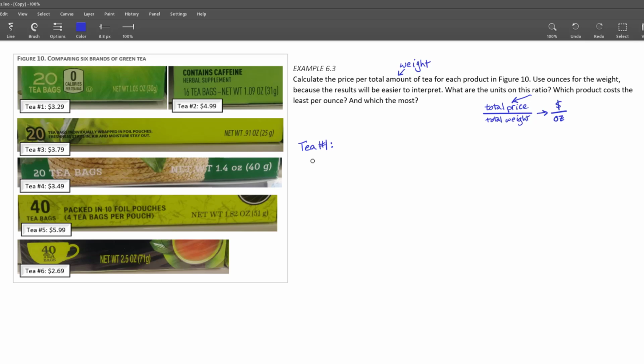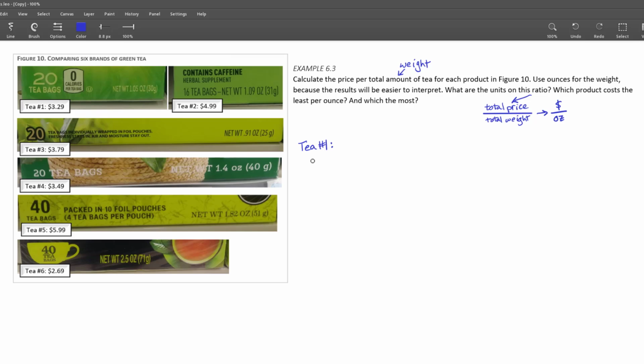Now the reason we used grams in 6.2 and we're using ounces here is that in 6.2 we were dividing the weight by the number of tea bags. And when we measured the weight in grams, the number of grams was always larger than the number of tea bags. Whereas had we used ounces, that would not have been the case. So if we had gone ounces per bag, we would have ended up with tiny numbers that had leading zeros after the decimal. Whereas using grams, we ended up with easily comparable numbers.